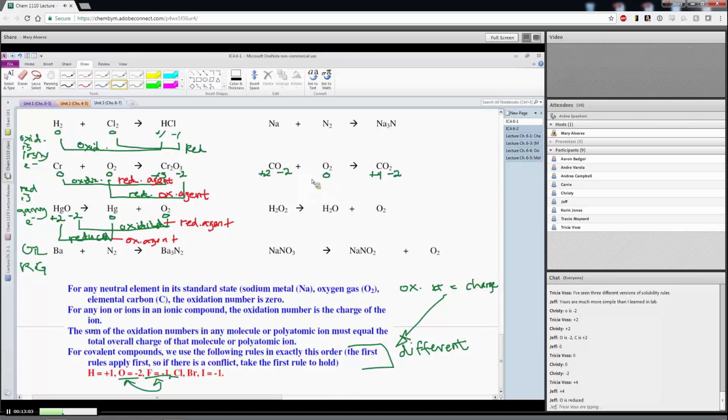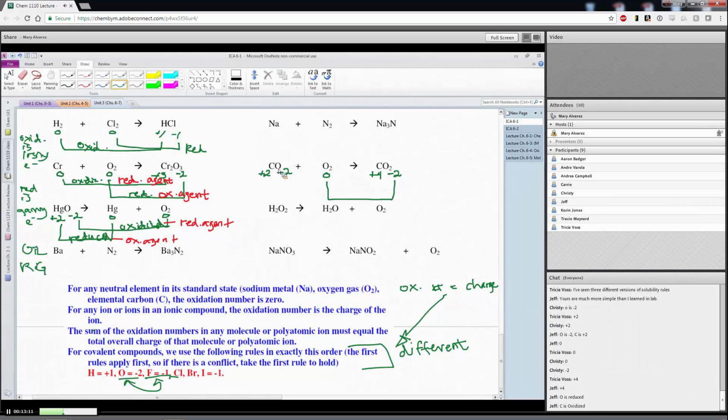Okay. This O in particular went from 0 to -2. Notice I've got 2 sets of oxygen on the left-hand side. So not every oxygen atom in this reaction was reduced, right? Some of them stayed the same, but some of them were reduced. So oxygen, we will say, was reduced. And then, as Jeff noted, carbon was oxidized.